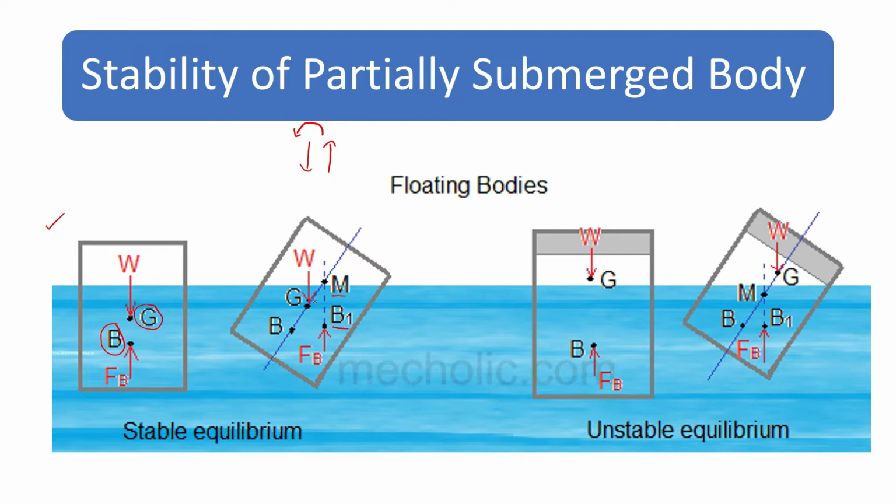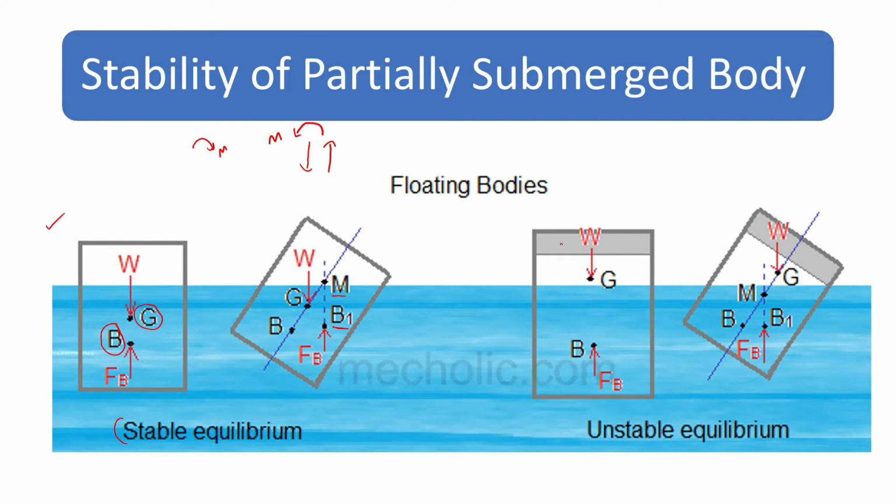Stability means when the body is given a tilt, it should come back to its initial position. Since an anti-clockwise moment is created, it will come back to its initial position. Similarly, when the body is tilted to the left side, a clockwise moment will be created, which causes the body to come back to its initial position. That is why the body is stable, and this is called the stable equilibrium condition.